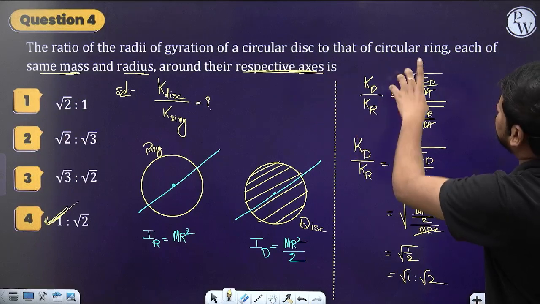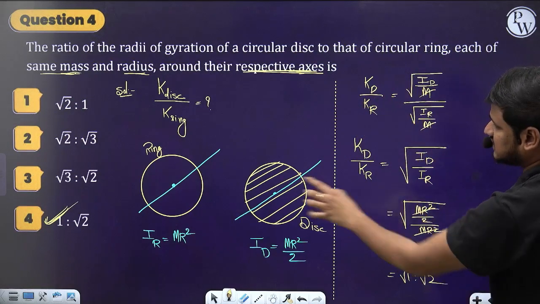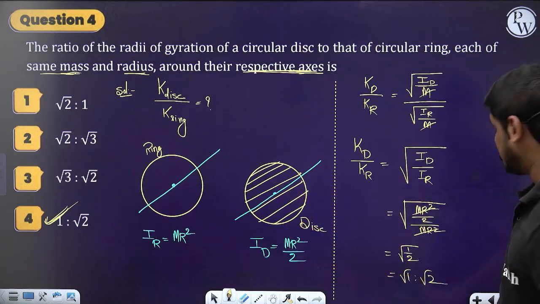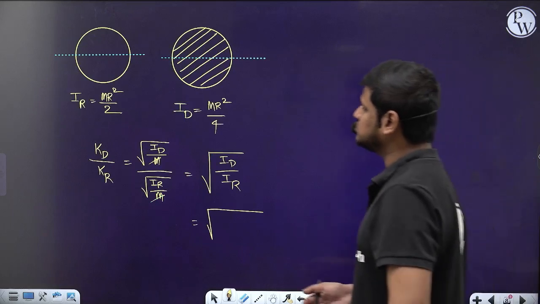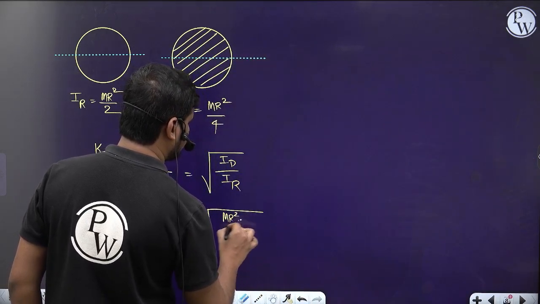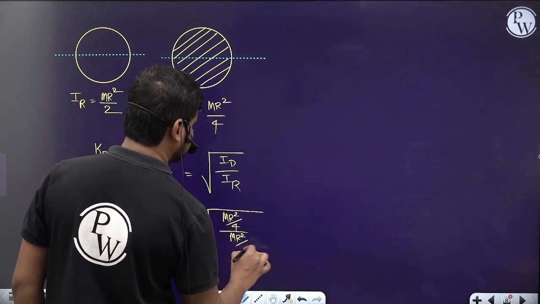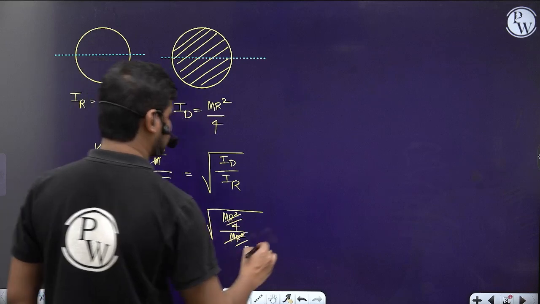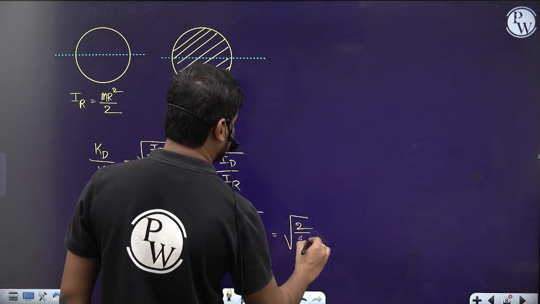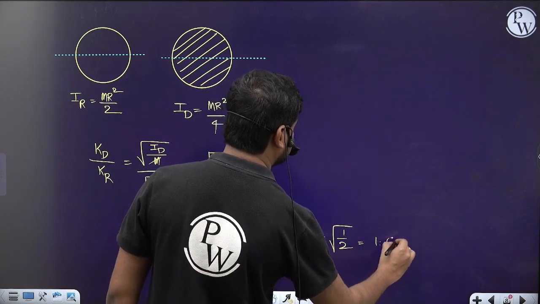Disk to that of the ring, they asked. The moment of inertia of the disk about its perpendicular axis is mr square by 2, and for the ring it is mr square. In this process also you should get the same answer. For the disk it is mr square by 4, and for the ring it is mr square by 2. Here mr square gets cancelled, so the square root of 2 by 4, which is the square root of 1 by 2, which is 1 is to root 2.